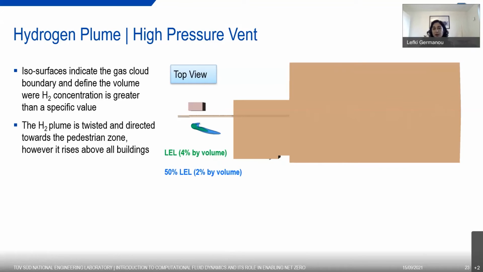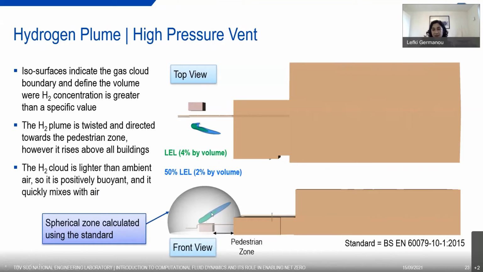Again, we see that the plume is twisted and also directed towards the pedestrian zone, which is a bit alarming. However, if we see this picture at the bottom, we realize that it rises above all buildings. And at the ground level, the concentration is far below 2% by volume. And this happens because hydrogen is lighter than the ambient air, so the plume is positively buoyant and it mixes very quickly with the air.